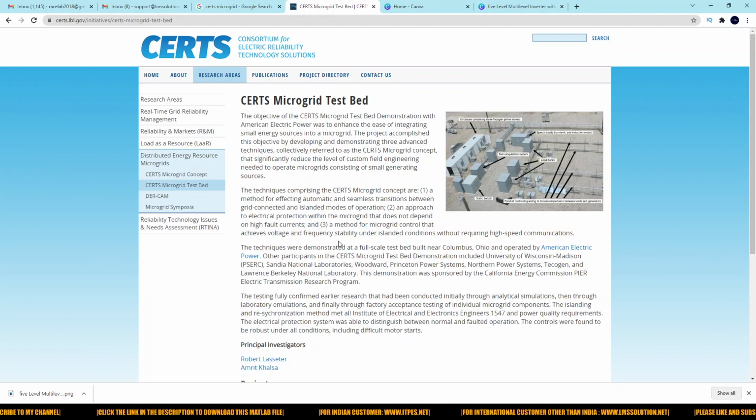Today we are going to see about the Consortium for Electric Reliability Technology Solutions (CERTS) microgrid test bed. How are we going to simulate this microgrid test bed by using Matlab? So today we are going to see about this simulation.